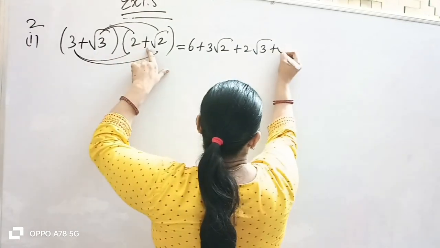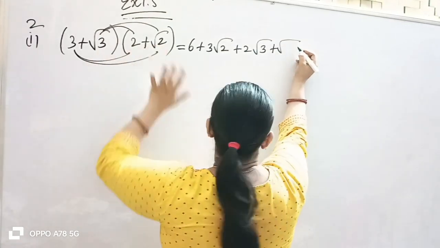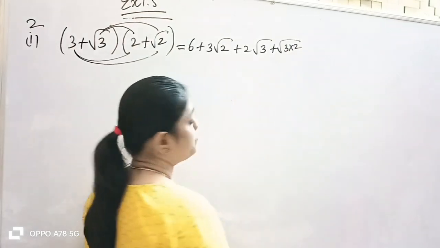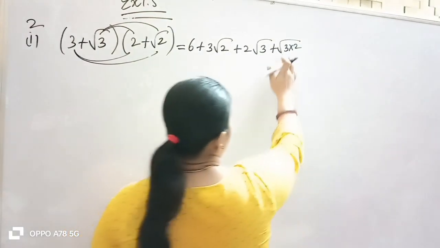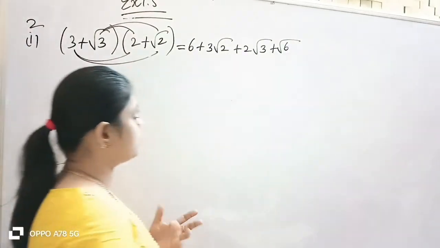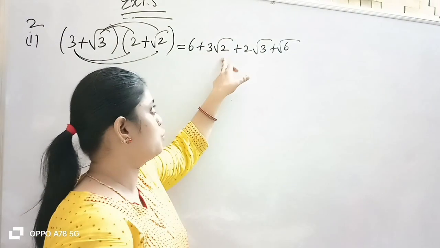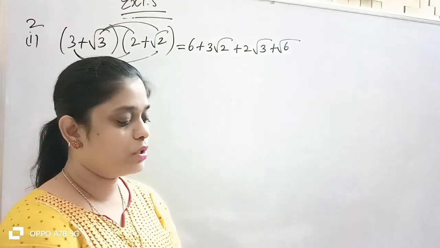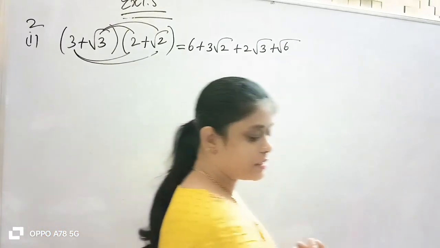Root 3 into root 2, and 3 into 2 is 6. Okay, I am writing directly 6. That's all. Here the terms are root 2, root 3 and root 6, which are not like terms, so no need to merge anything. So that's your answer, this is the simplified form.